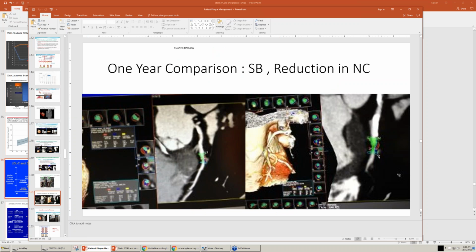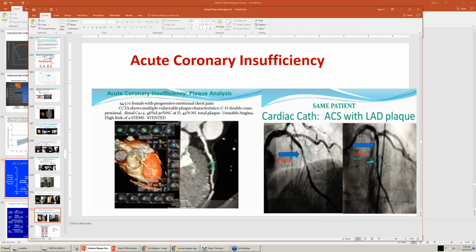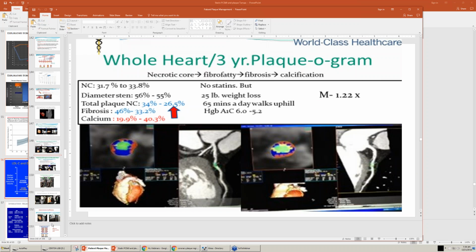Here's where we're looking at a plaqueogram. This particular patient, trying to see progression. There's reduction in the necrotic core, and it looks like the stenosis is about the same. And we could do this on this one. Here's one, somebody that we felt like we needed a stent, and so on and so forth.